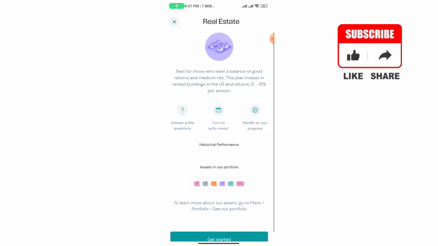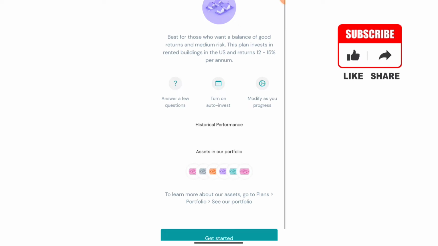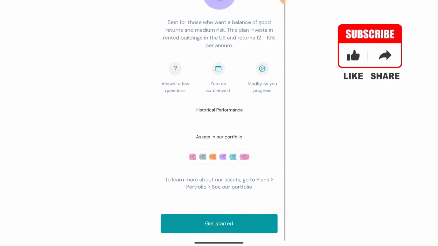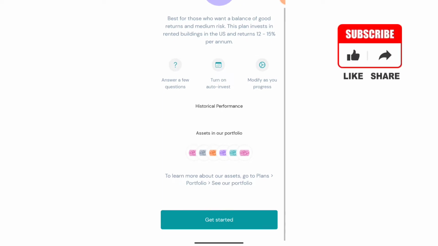Then the next asset plan is real estate. Real estate is fantastic. I put my money in real estate or fixed income. Real estate is simply Risevest investing the money you are putting in monthly in US real estate. Maybe they rent buildings, they invest with it, and they share the returns on investment with you. So they are telling you that historically they have about 12 to 15% per annum. This is a medium risk, it is not high.